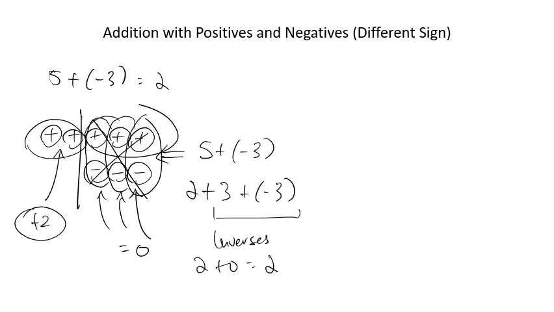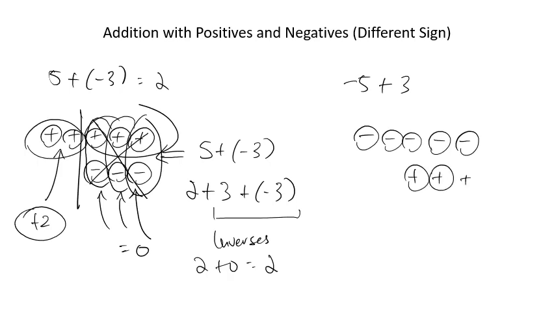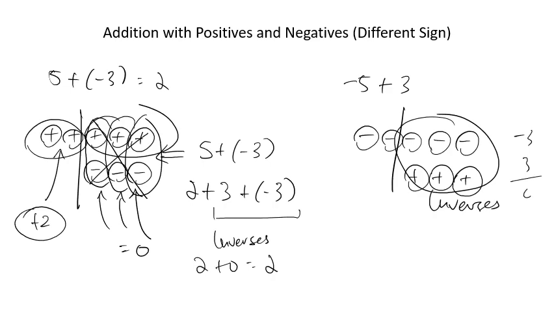The same thing is going to happen if I make it -5 plus 3. So -5, and then +3. And so it's the same idea. I'm going to break this 5 into 3 negatives and 2 negatives, and then all of these are inverses. So this is my -3 and +3 make 0. And so what's left over here is my -2. There's 2 negatives left over after all the cancellation.